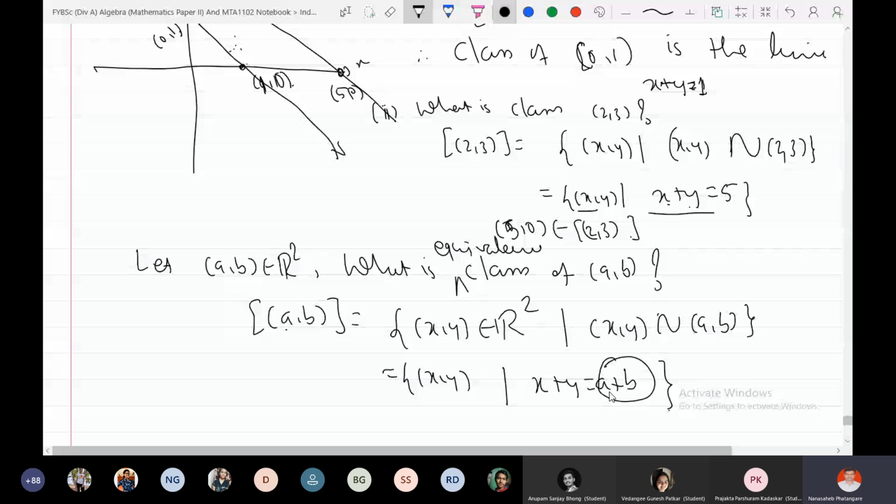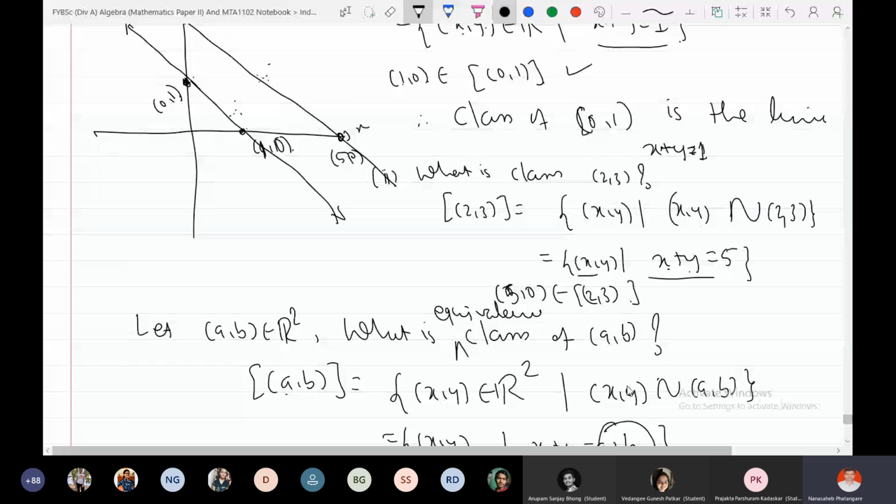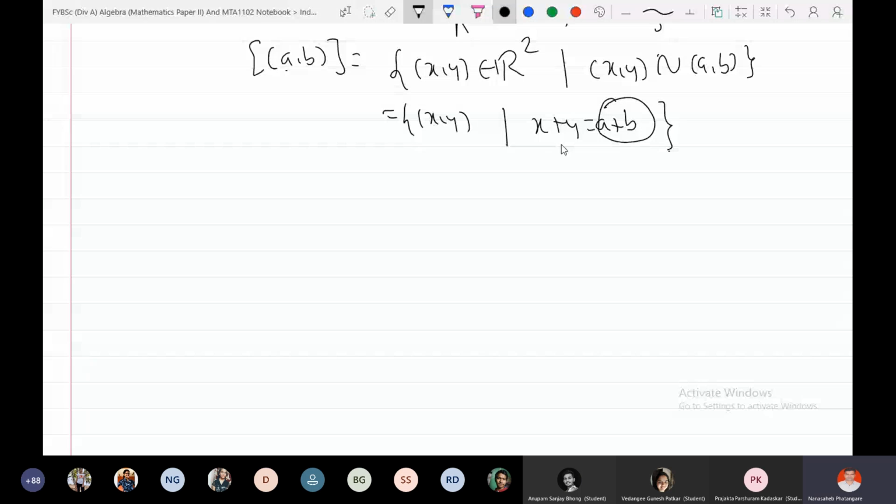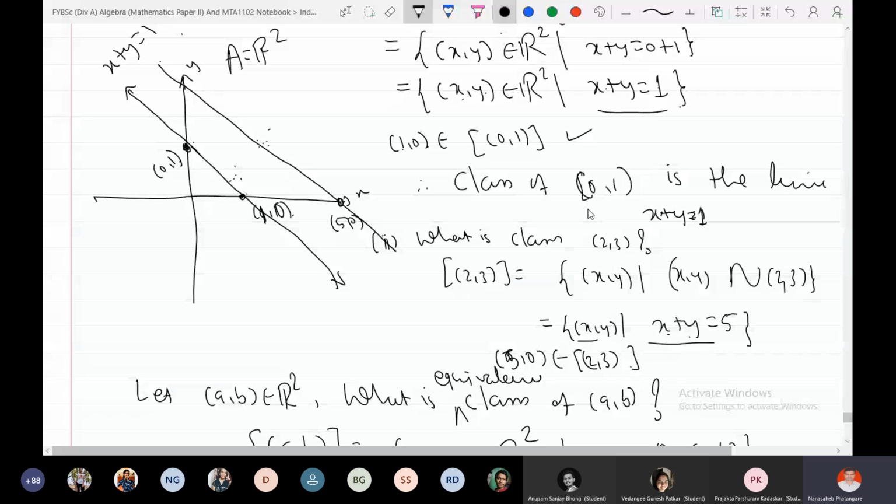Right, and therefore all those points for which x plus y is equal to this constant a plus b. If you observe, x plus y is equal to a plus b, where a plus b is constant. This is a line. Is it clear? Now this is a line, and what is the slope of this line?